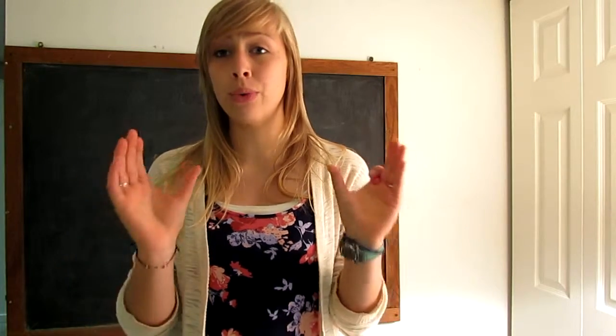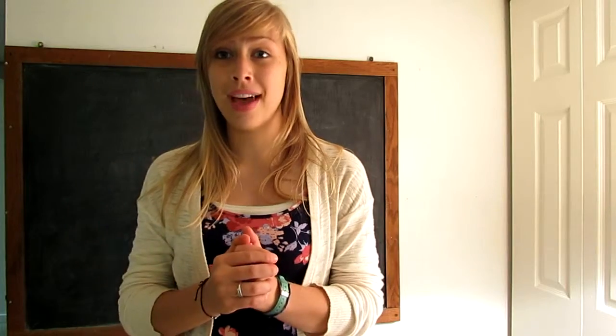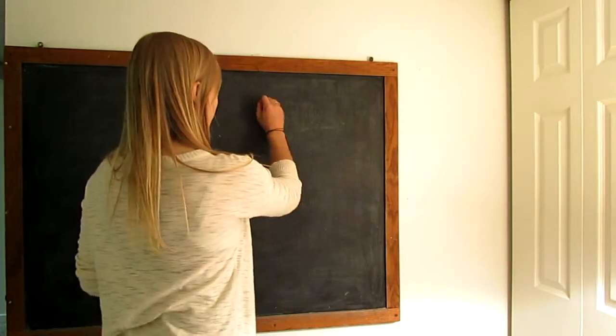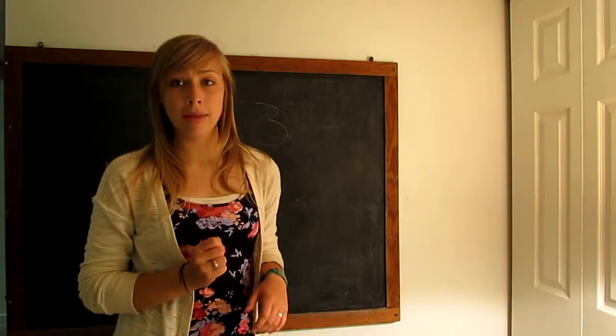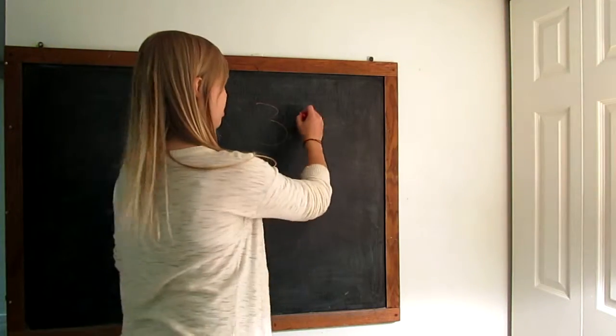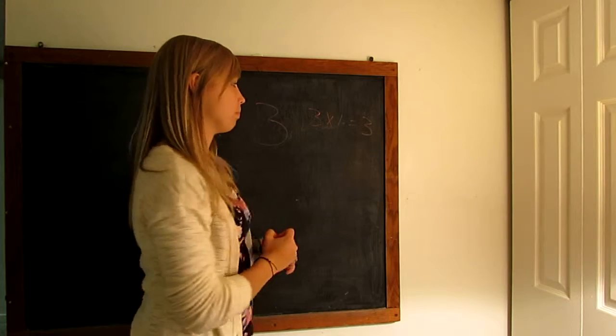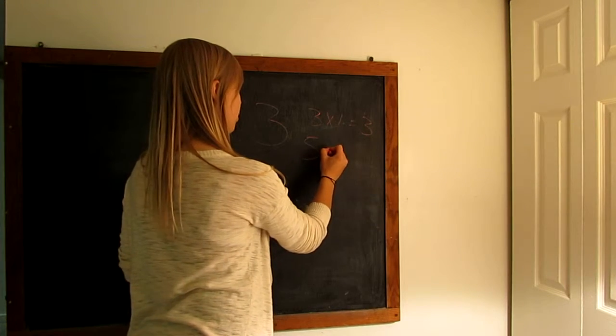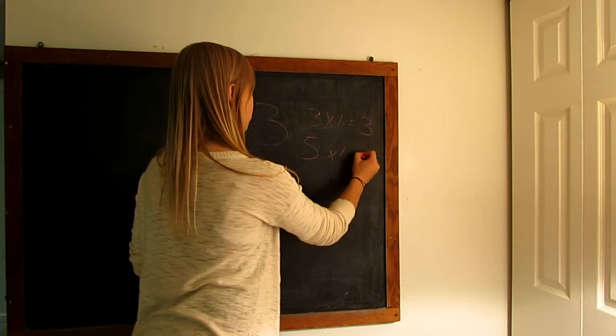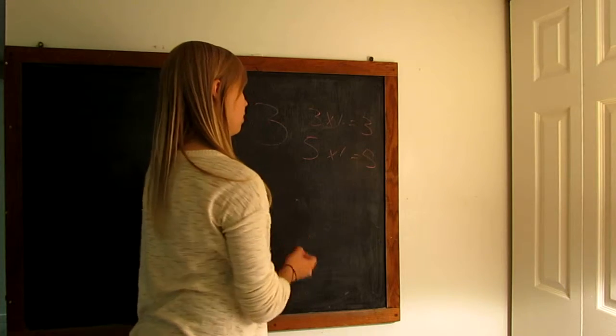So any number that only has those two numbers that can multiply to give you that number is your prime number. The numbers that have more than that are called composite numbers. So let's look at some examples. 3 would be a prime number because 3 times 1 is the only multiple of 3. 5 would be a prime number because 5 times 1 is the only multiple of 5.